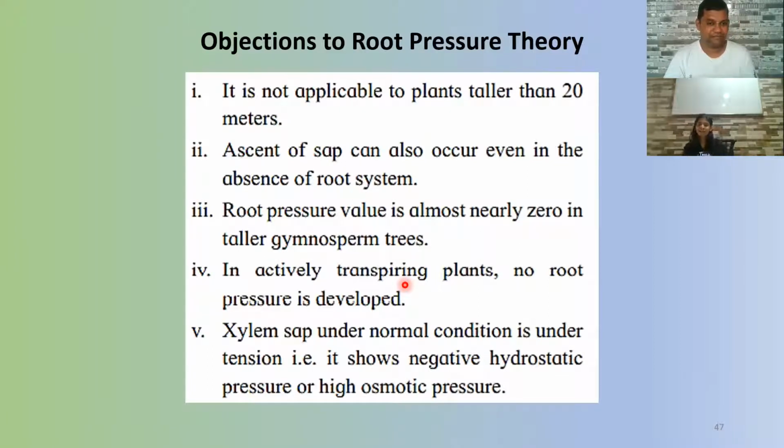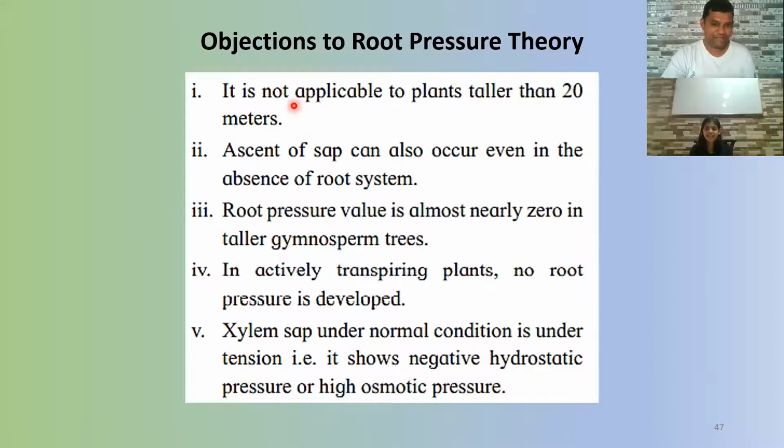If plants are in environmental conditions where transpiration is very good, there is no need of root pressure at all, because only because of the transpiration pull the roots will absorb the water. Root pressure theory, we cannot say it is valid for every plant in every situation. In plants which are transpiring actively, there is no root pressure developed, still there is ascent of sap taking place.